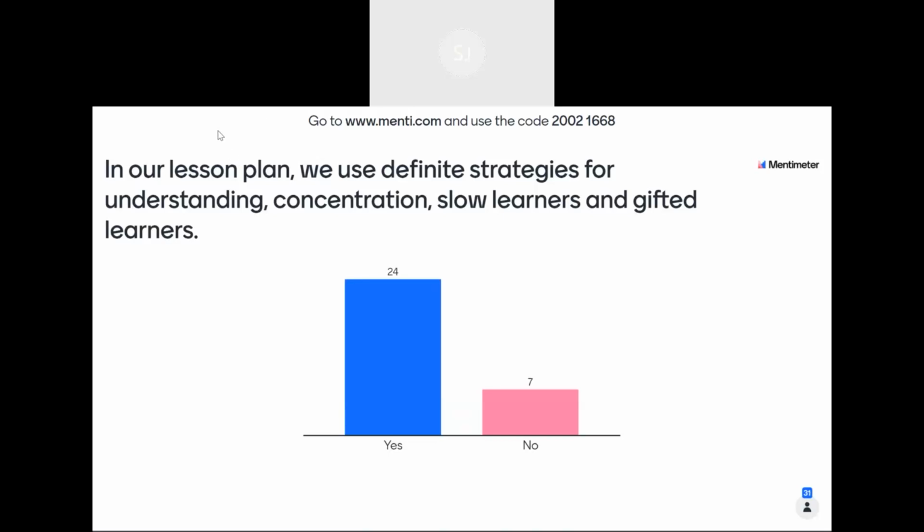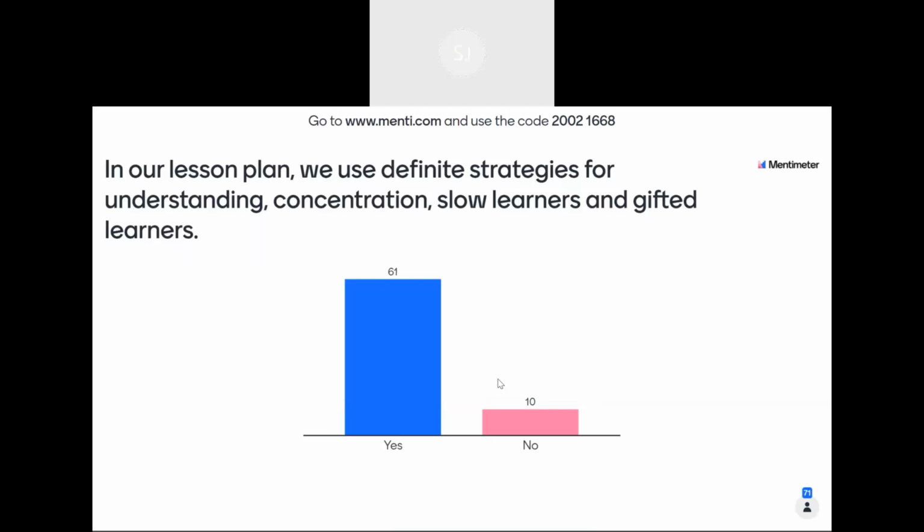The question for you all is, to be very honest: in our lesson plan, do we use definite strategies for understanding, concentration, slow learners, and gifted learners? Please remember, this is not other than lesson plan or remedial classes or NTSC classes for gifted learners, but I'm talking about in the lesson plan itself, do we have something called strategies for understanding of the students, whether they're understanding, concentration, slow learners, and gifted learners.